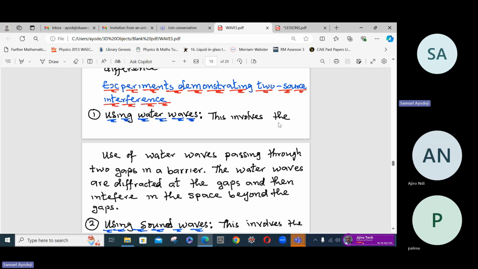The first one uses water waves; we also have sound waves, microwaves, and light waves that we are going to use. It depends on what you are asked to do. Now, using water waves involves water waves passing through two gaps. So this one is just like Young's double slit, formed by two gaps.